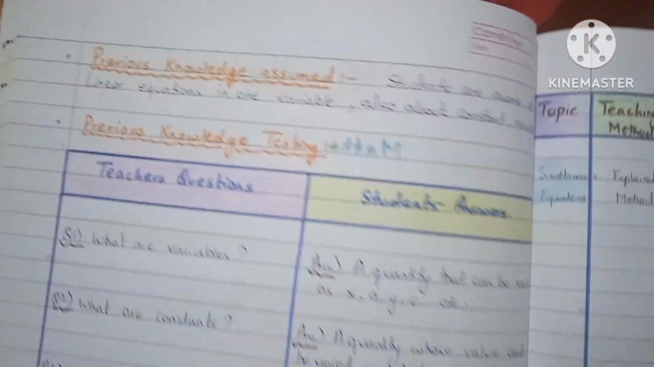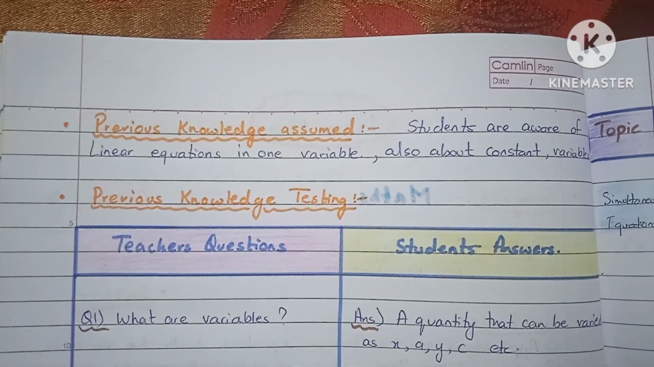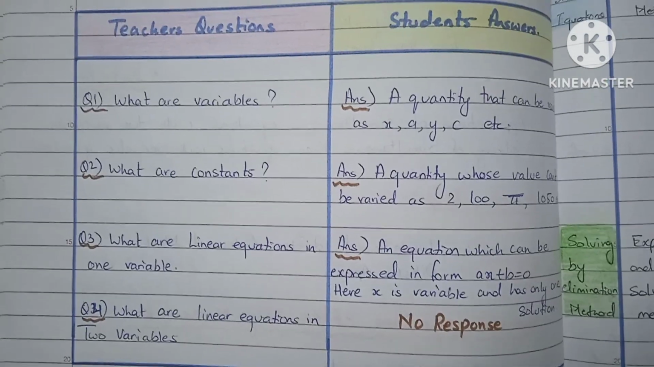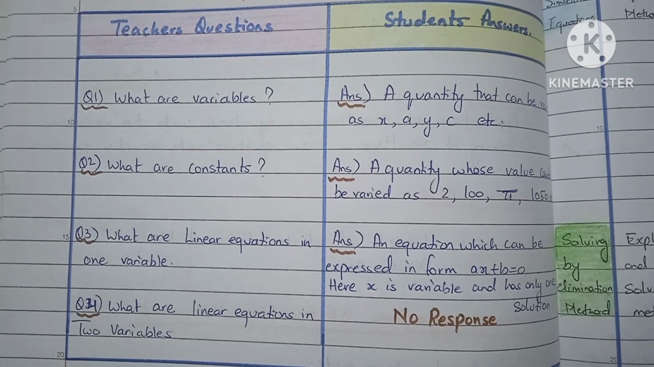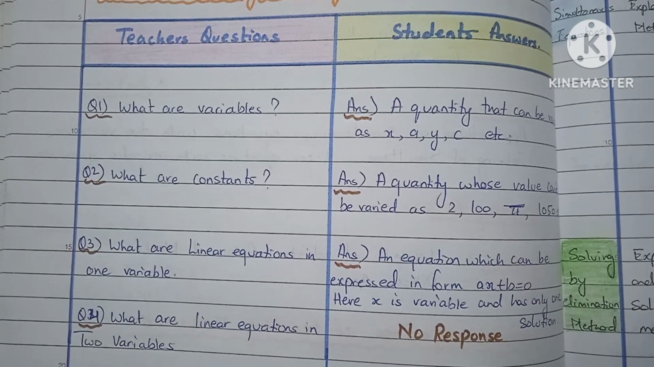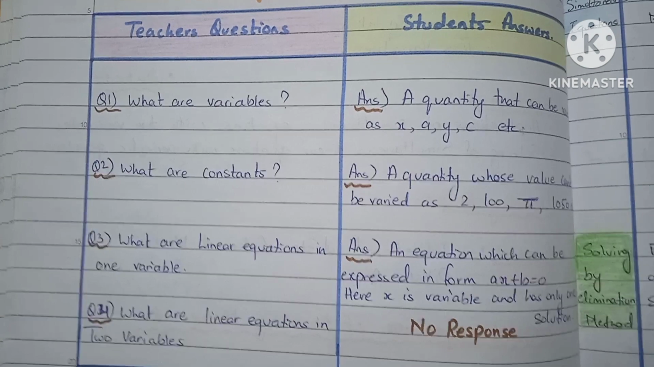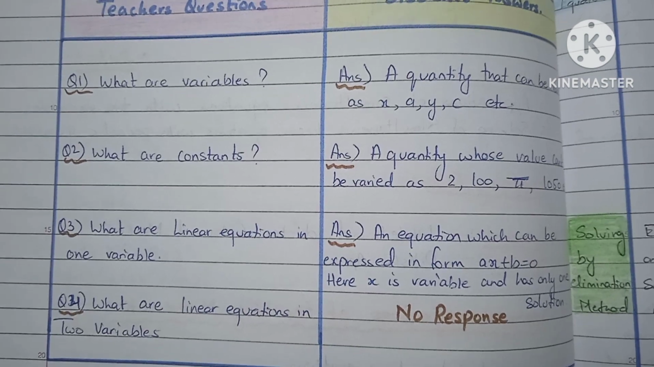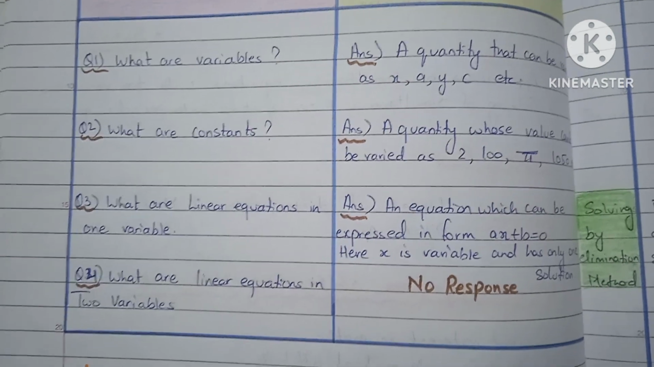Now, for previous knowledge assumed, it is assumed that the students are aware of linear equations in one variable. They also know about constants and variables. For previous knowledge testing, teacher asks what are variables, and students reply a quantity that can be written in small alphabets of English like x, a, y, c, etc. Then what are constants? The students reply a quantity whose value does not change or cannot be varied like 200, pi, etc.